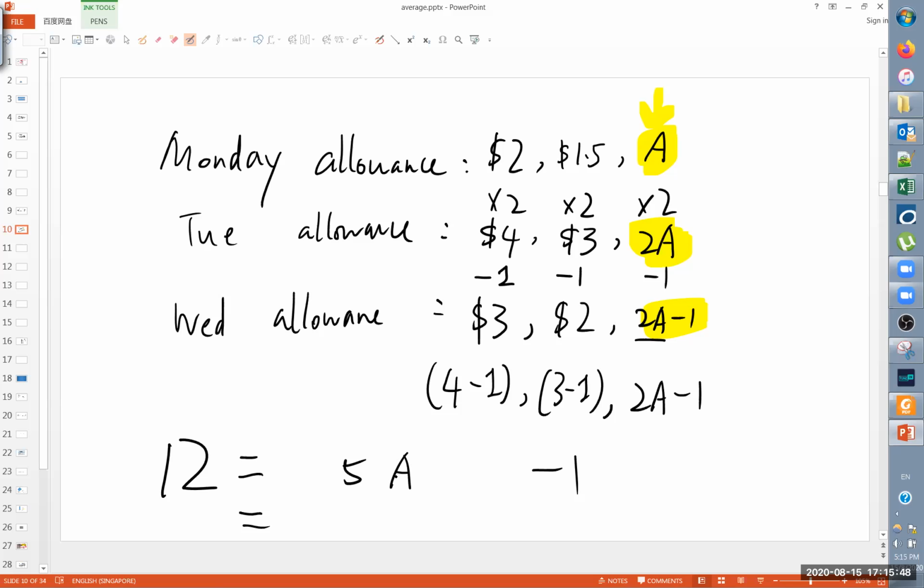Okay. So now, 5A minus 1 equals 12. Right? So 5A is equal to 13. So we can use proportionality. How? Let me do it here. 5A is 13, am I right? So A is how much?